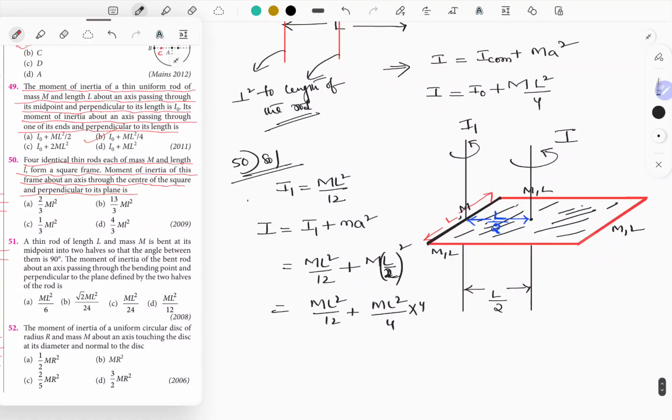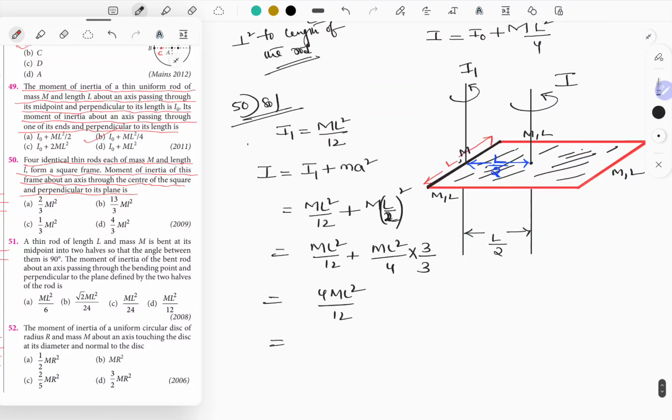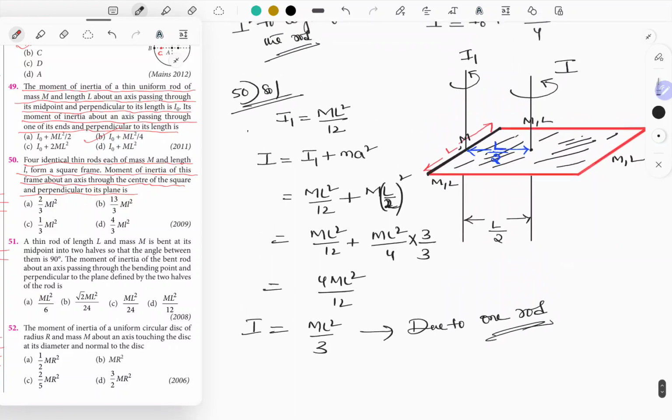Multiply it with 3, divide it with 3. So what are we going to get? 4 ML square by 12. And the final answer we are getting is ML square by 3, isn't it? This is the moment of inertia through the center of mass due to only one rod. How many such rods are there? 4 such rods are there, and the moment of inertia through the center of mass is the same as the first rod.